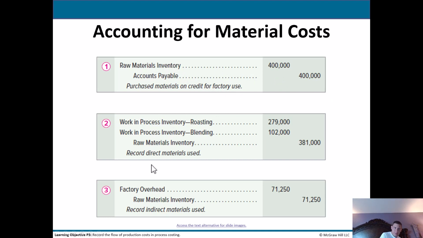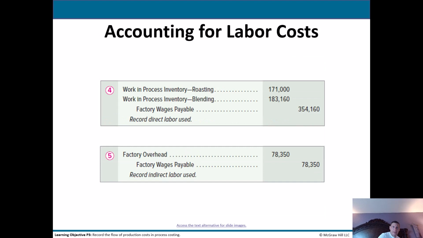For number 2, they're recording the direct materials they used. So they're debiting the 2 work in process inventory accounts for the 2 departments, roasting and blending, and they're crediting raw materials inventory. For number 3, you can see they're debiting, or increasing, factory overhead, 71,250, and they are crediting, or decreasing, raw materials inventory.